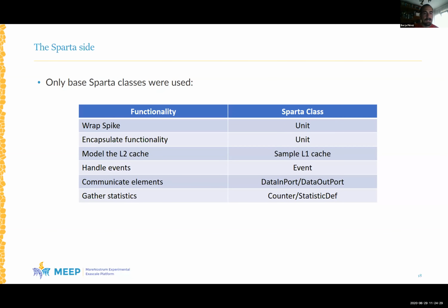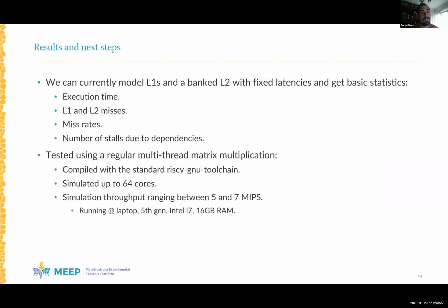Now, let's see where we are and what we can currently model. Right now, we've got L1s, both data and instruction caches, and as I said, those go into Spike. And we can also model a banked L2, which is modeled in Sparta. It uses fixed latencies, which are configurable. So if you miss, it takes one time. If you hit, it takes another time, lower. And we also have a couple of different data mapping policies for the L2s.